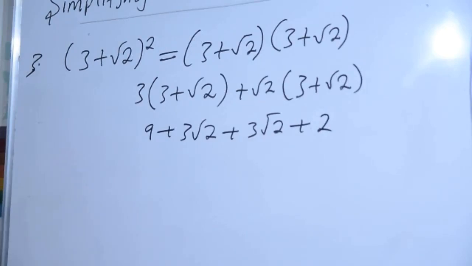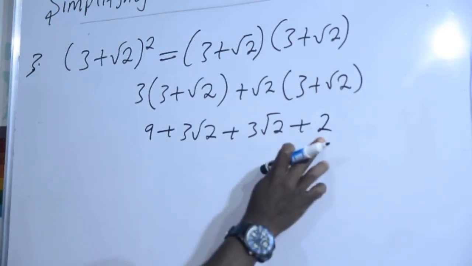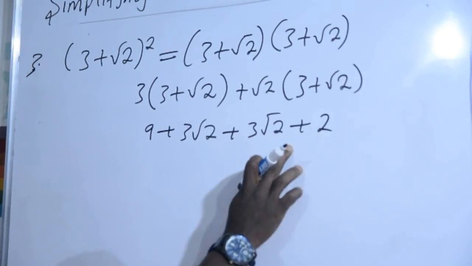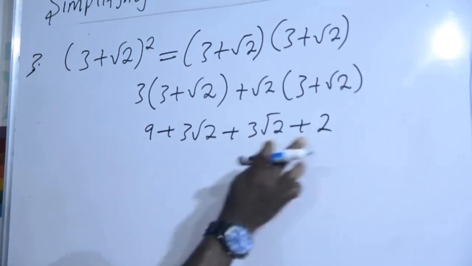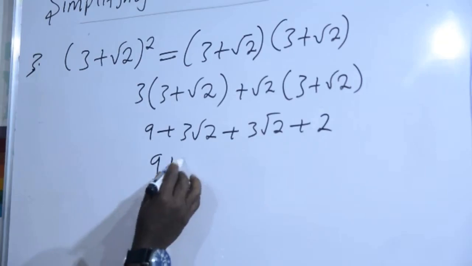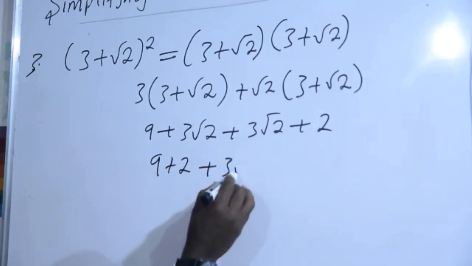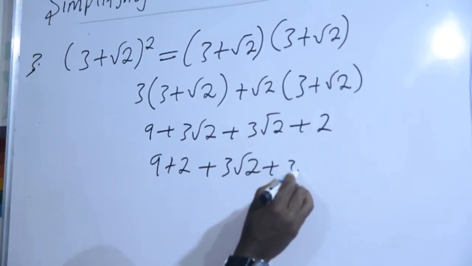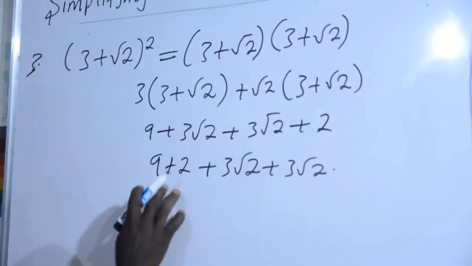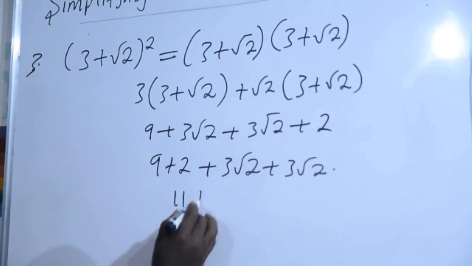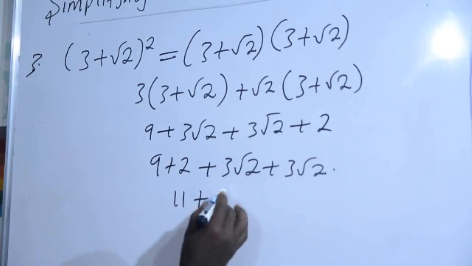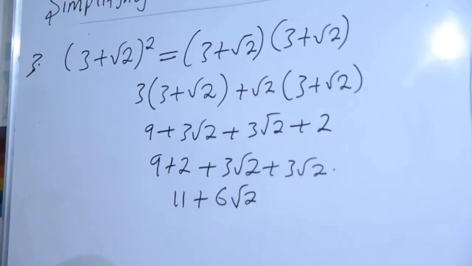So we collect like terms. 9 and 2 are like terms, and then these are also like terms. So we say 9 plus 2 plus 3 root 2 plus 3 root 2. And 9 plus 2 of course is 11. 3 root 2 plus 3 root 2 will give us 6 root 2. So we check this, nothing to do again.